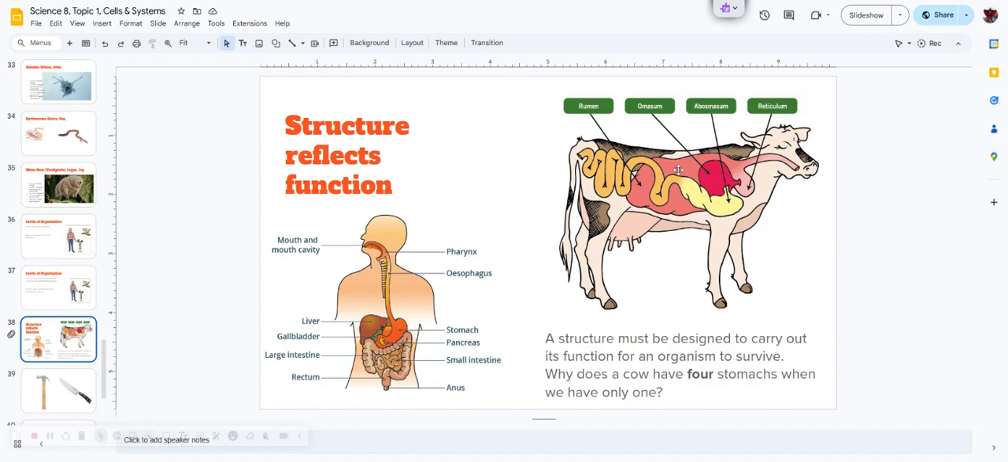We have to keep in mind the function of gaining energy. A cow gains its energy from eating grass, and grass is a really fibrous material. It's hard to break down and digest. So the cow needs to have 4 stomachs. It has to have this structure so that it can break down that grass and gain energy from it. If a human ate grass, you might digest a little bit of it, but I kind of doubt it.